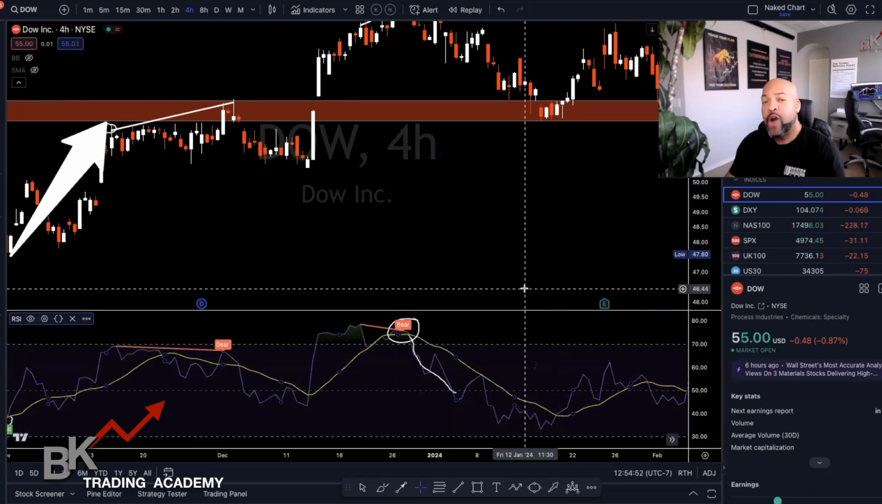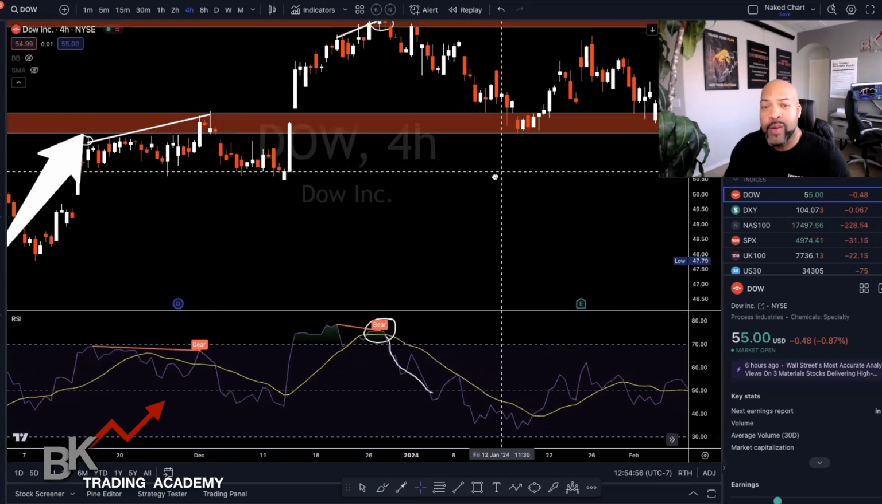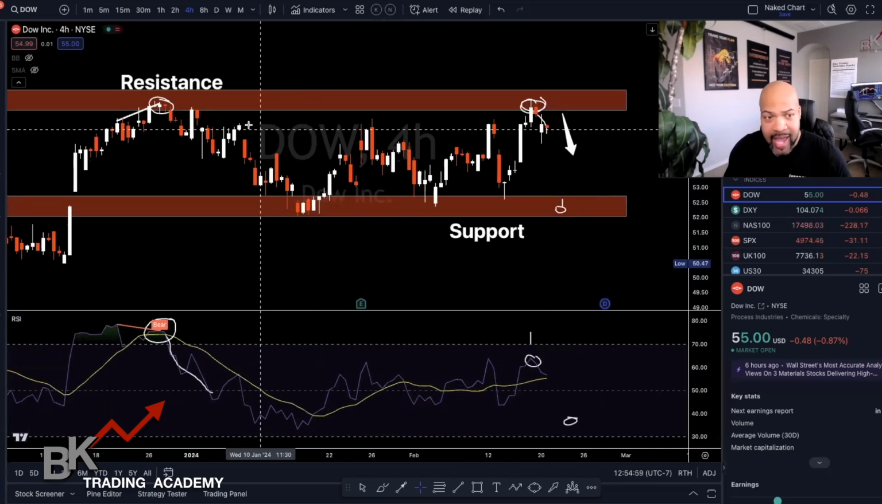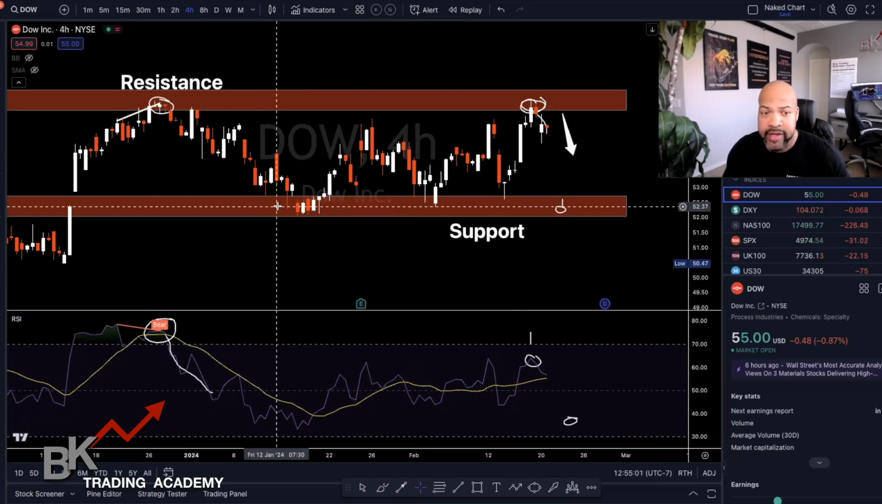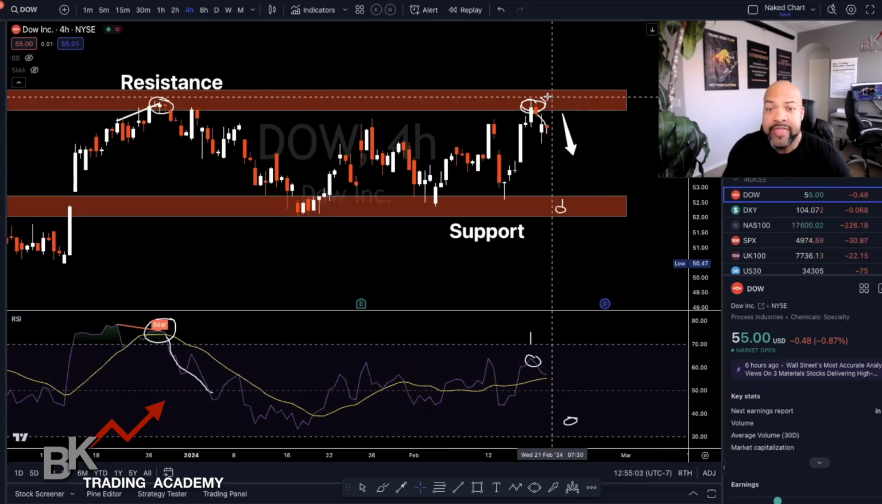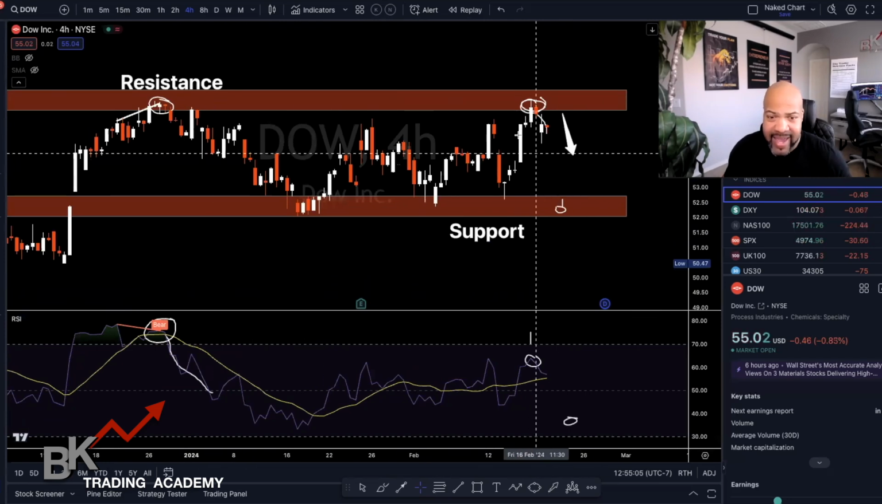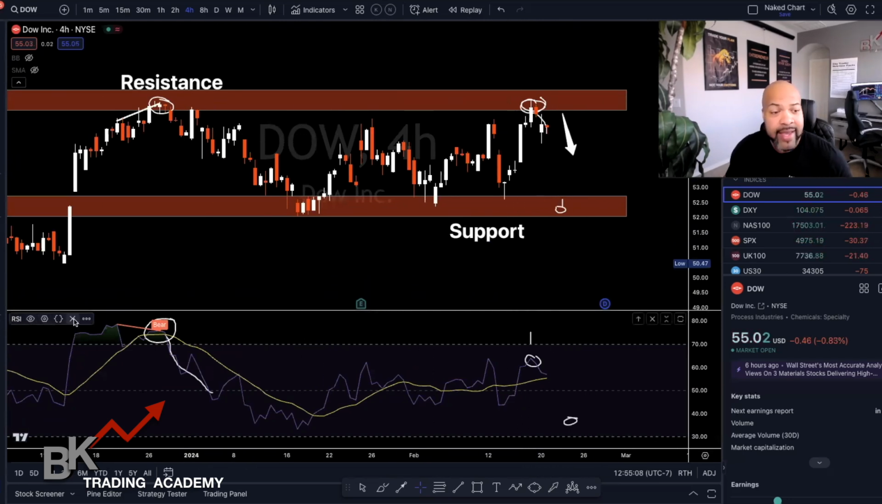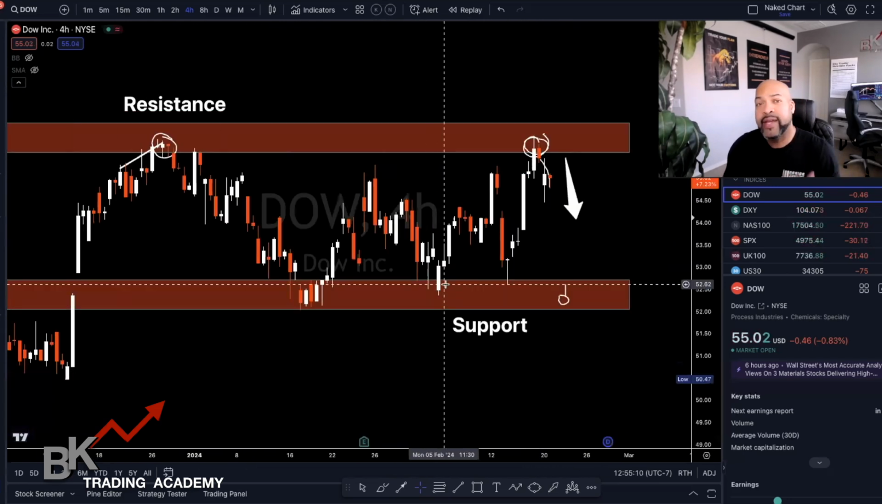Now, as we always teach in the Academy, no indicator is 100%. So you always want to couple this with price action. Notice how I have my resistance zone here. I have my support zone here. This is what I'm mainly looking at here. I only plug in an RSI if I need help and if I want confluence.